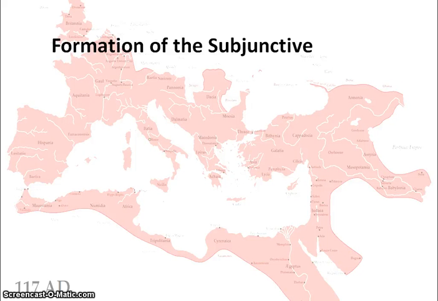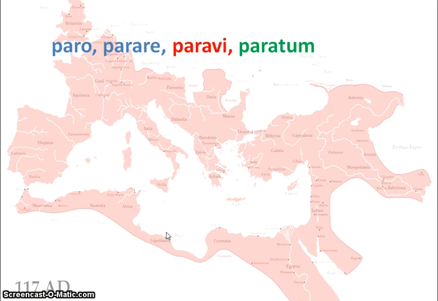This is a video about the formation of the subjunctive for Latin GCSE, so only focusing on the imperfect and pluperfect tenses of the subjunctive. At the top you see that we have the principal parts of the verb paro, parare, paravi, paratum, which is going to mean to prepare.